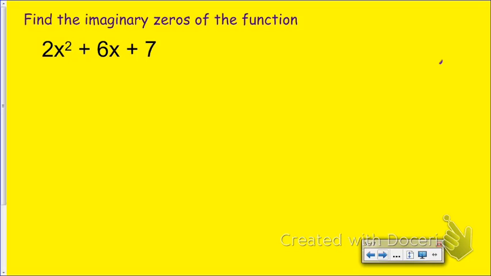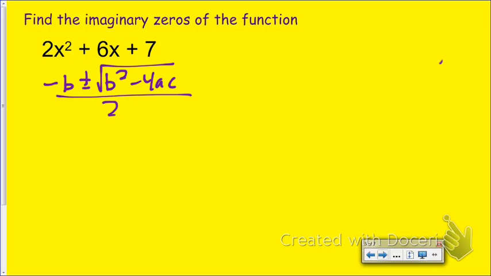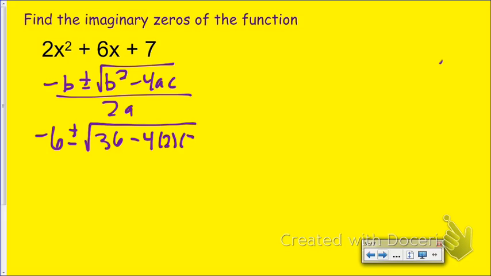So since this won't factor, I'm going to use the quadratic formula, which is negative b plus or minus the square root of b squared minus 4ac all over 2a. So this becomes negative 6 plus or minus the square root of b squared, which is 36, minus 4 times 2 times 7, all over 2 times 2, which is 4. And then I'm going to go ahead and simplify this a little bit further.